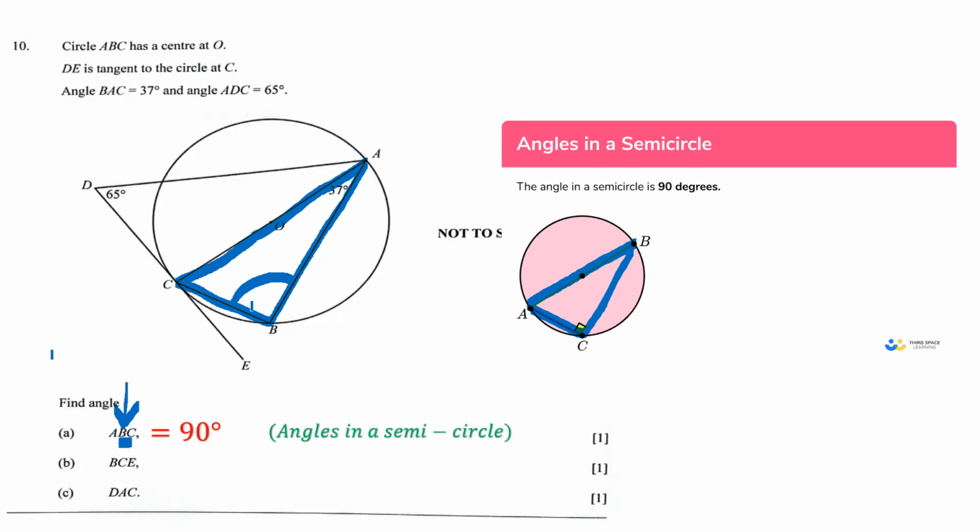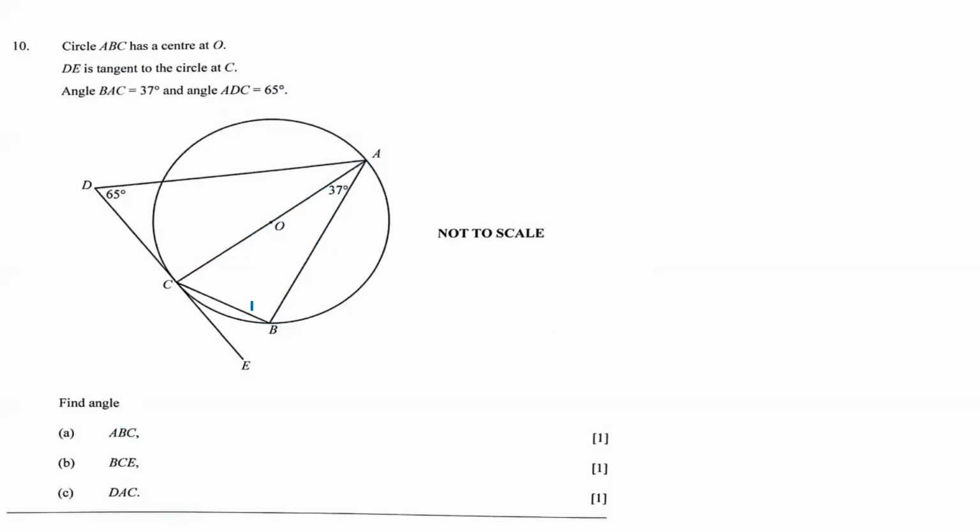So just put 90 degrees for that one. Okay, let's move on to the next one, B. We want to find out angle BCE. So BC and E. Okay, this one right now, BC and E. So this is what we're looking at.